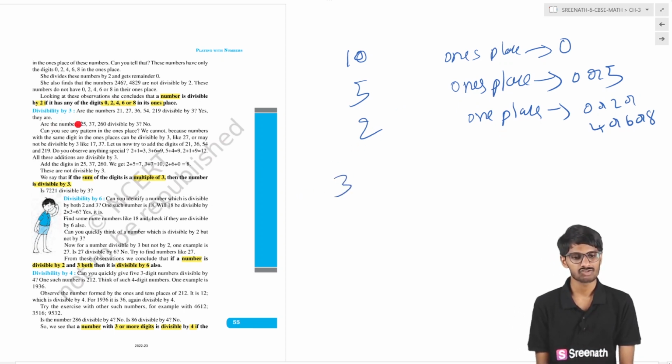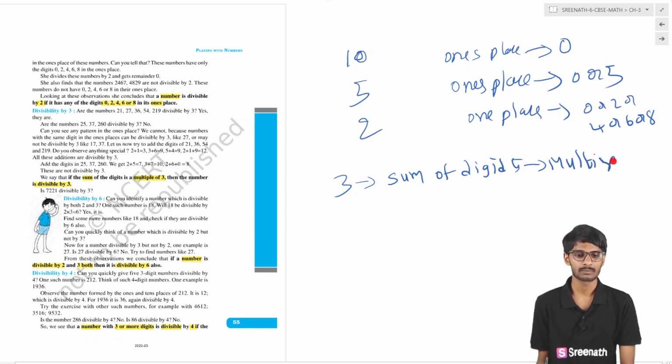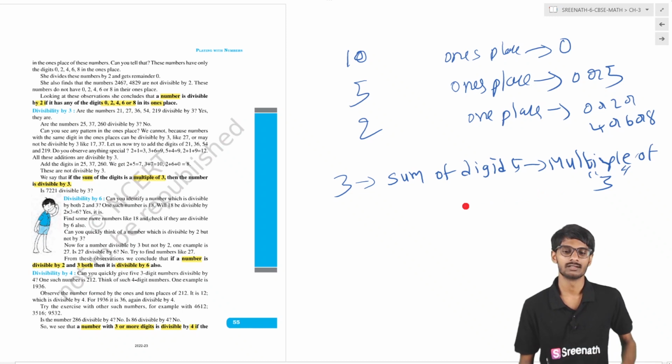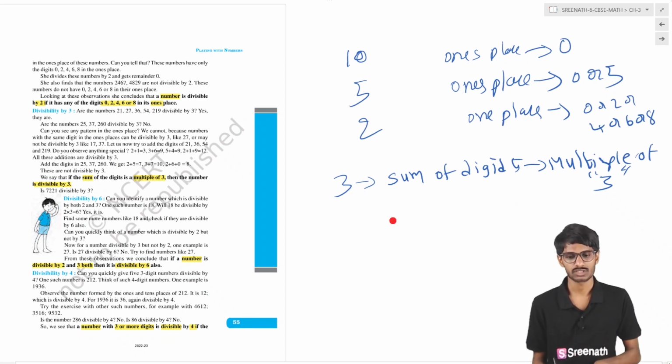So the divisibility test for 3 is that the sum of digits is a multiple of 3. Sum of digits is a multiple of 3, then only it will divide. Suppose you take 15, so these are the digits.